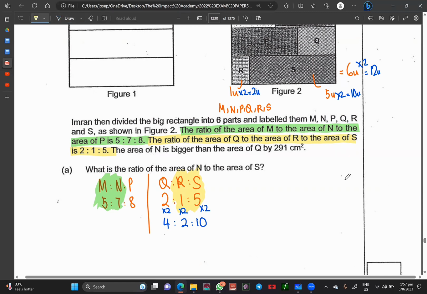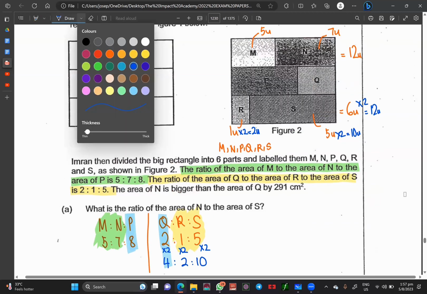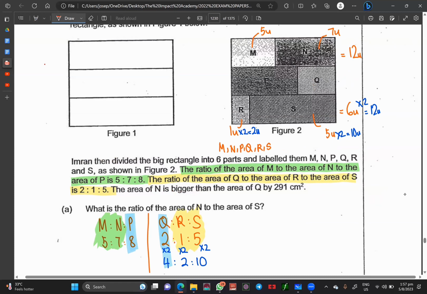The next thing that I want to look at is P and Q. P and Q, and you realize that P and Q is 8 units and 4 units. And that is actually 12, right? P is 8 units. Q is 4 units. Isn't that also equal to 12? That means I am on the right track. Do you agree so far?